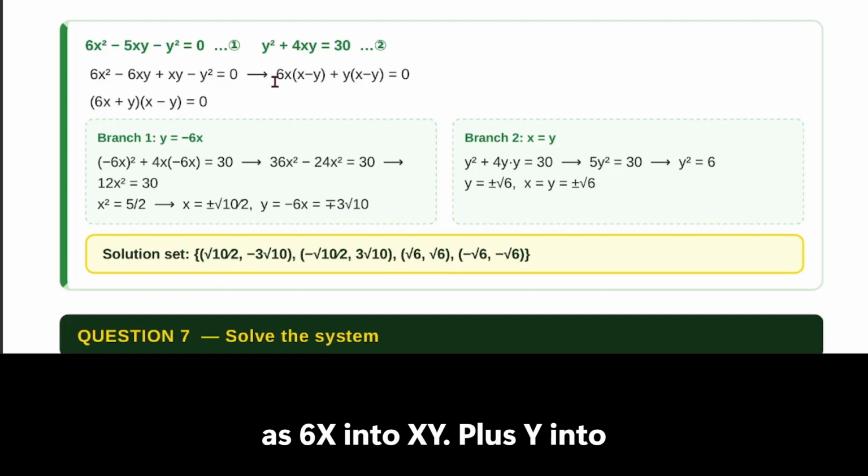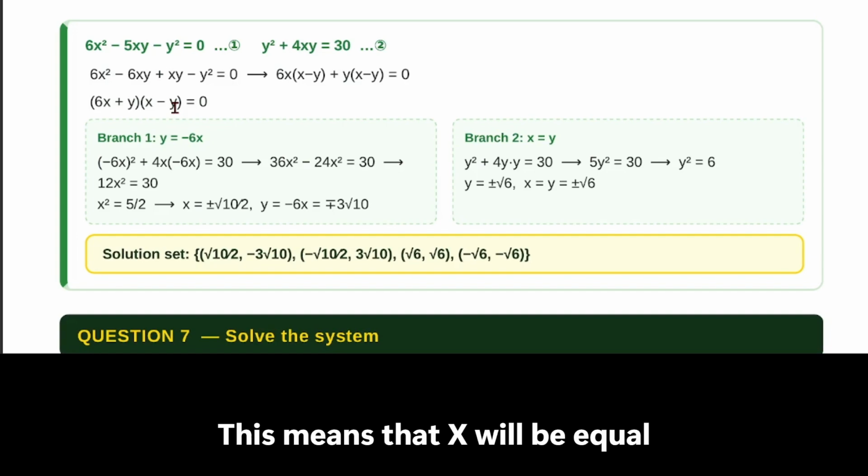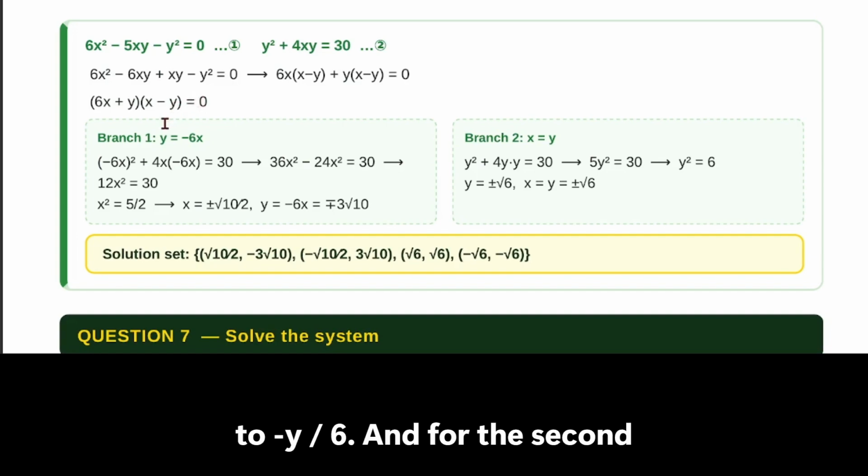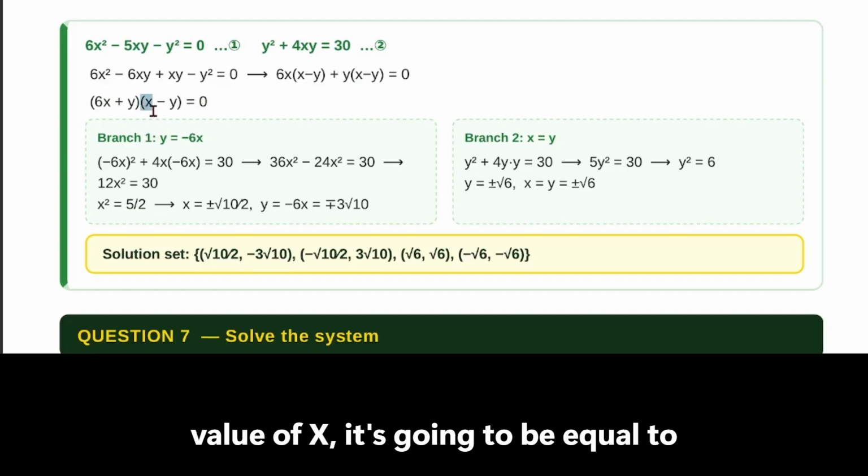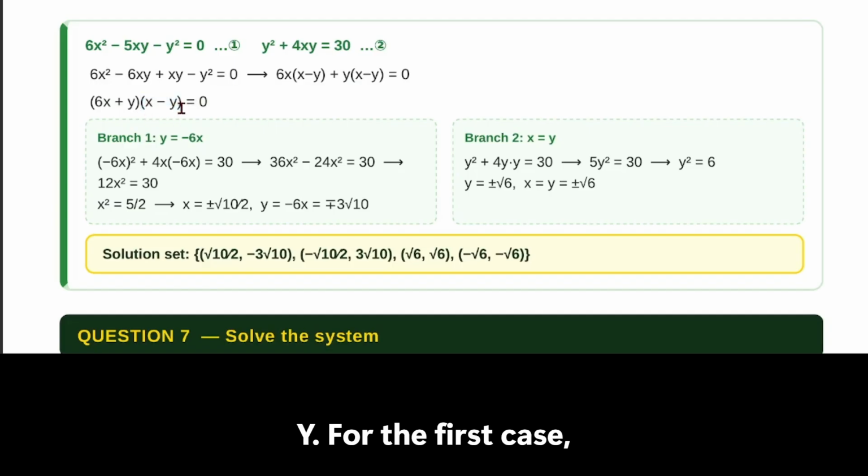6x into x minus y plus y into x minus y is equal to 0. So for the first term we have 6x plus y, and for the second term or root we have x minus y. This means that x will be equal to negative y over 6, and for the second value of x it's going to be equal to y.